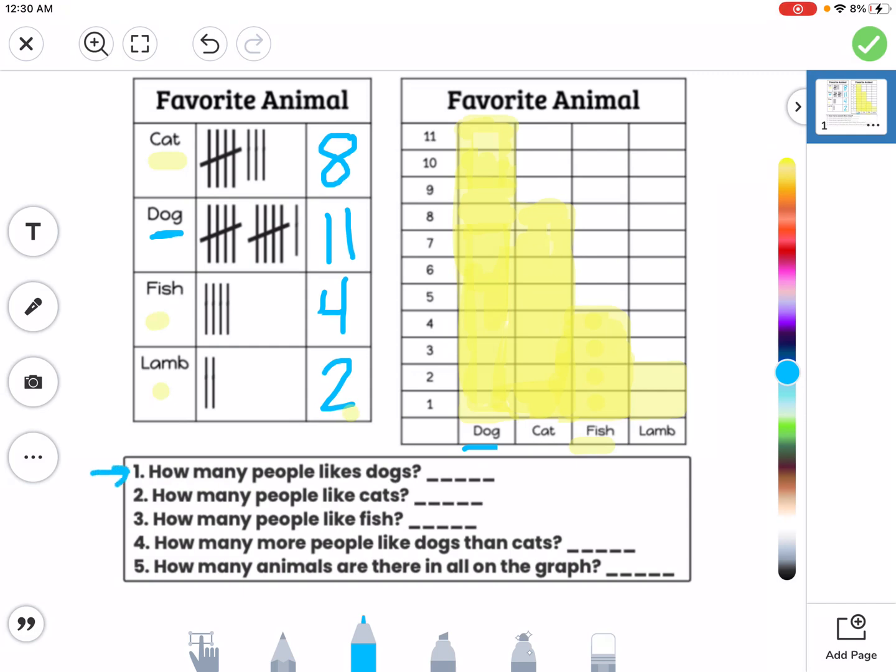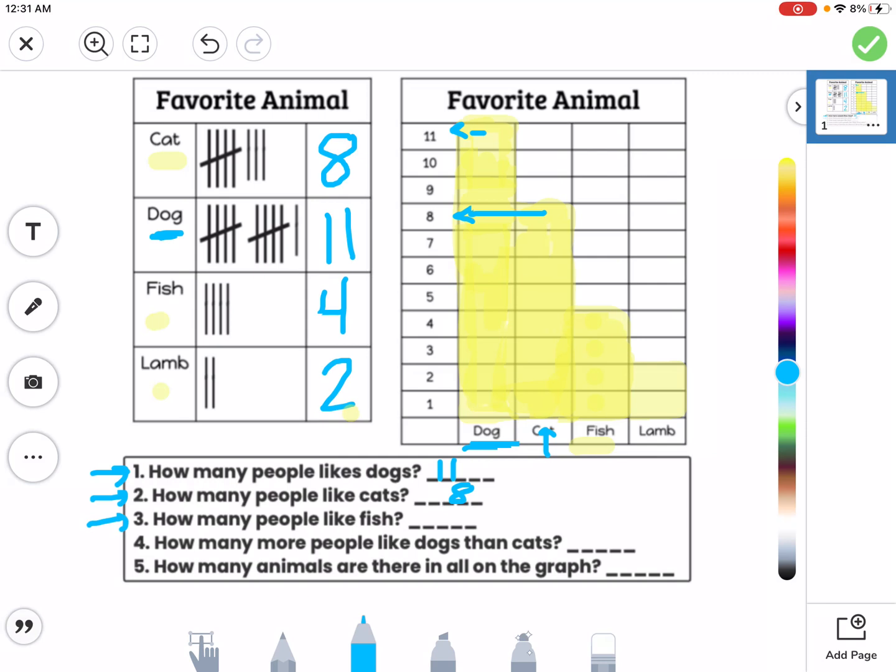Number 1 says, how many people like dogs? Right here. How many people? Or we could go here and go up and look to see how many people liked dogs. How many is that? 11. So we're going to write 11 right here. How many people liked cats? Okay, we're going to go up here on cats, go all the way up right here, and look across. How many? 8. So we're going to write an 8 right there.